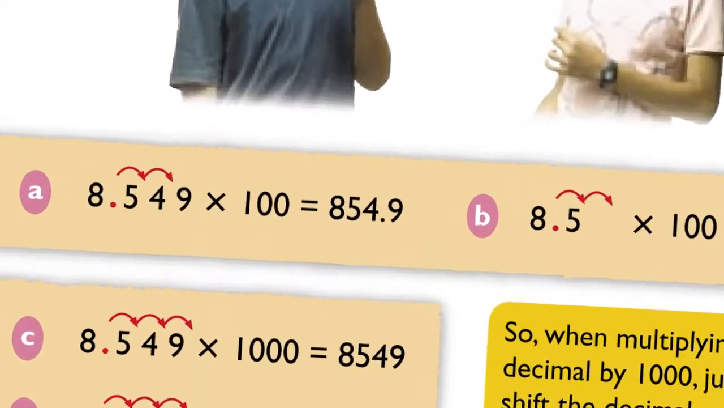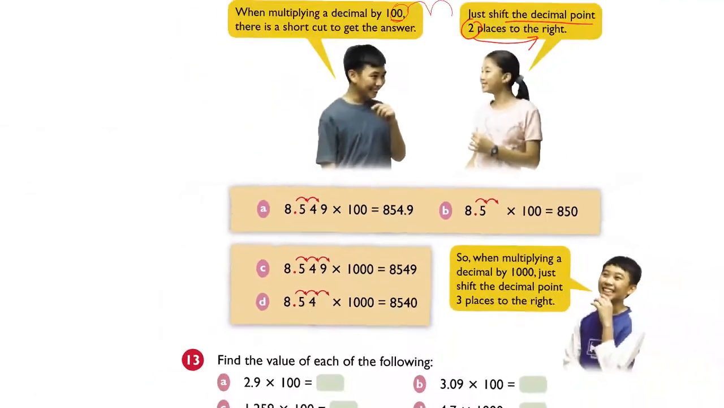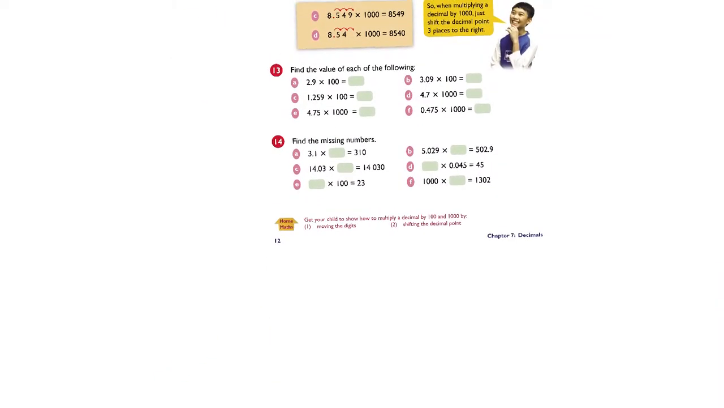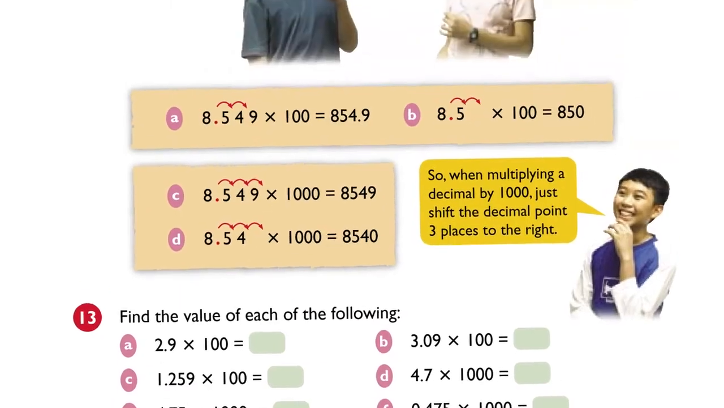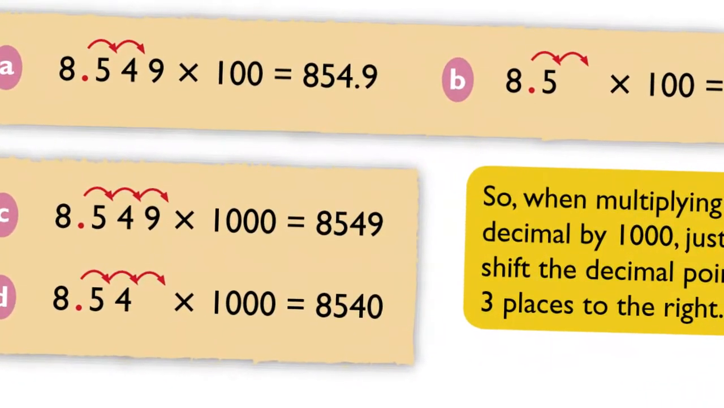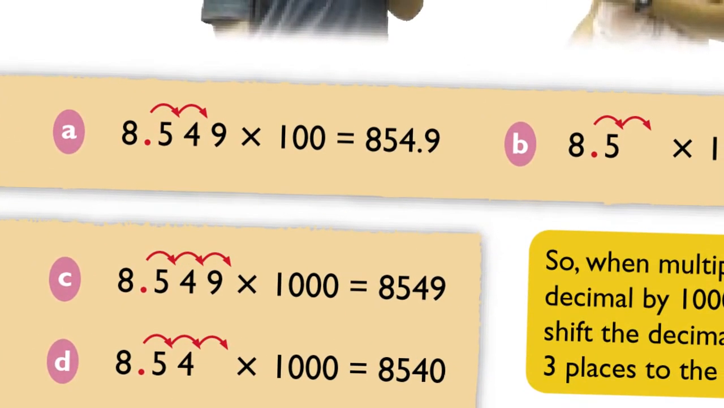Now let's look at an example here. This is on page 12 of your textbook. Can you see it's on page 12? Please turn to page 12 if you want to take a look at your textbook. Now let's look at this example here: 8.549 multiplied by 100. I need to move two places. I move one place, I move two places, and I put a dot here. So what do I get? 854, whatever the number in front, and the dot has shifted to 854.9.